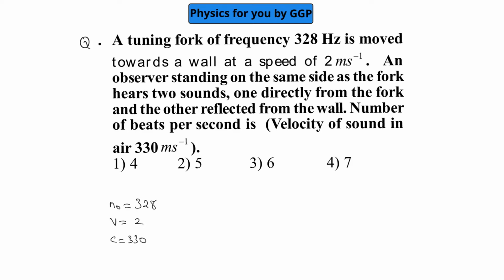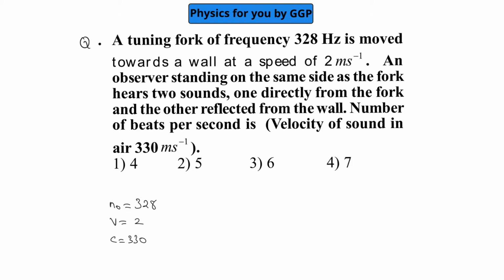It is given that a tuning fork of frequency 328 Hz is moved towards a wall at a speed of 2 meters per second. An observer standing on the same side as the fork hears two sounds, one directly from the fork and the other reflected from the wall. The number of beats per second is? The velocity of sound is given as 330 meters per second.